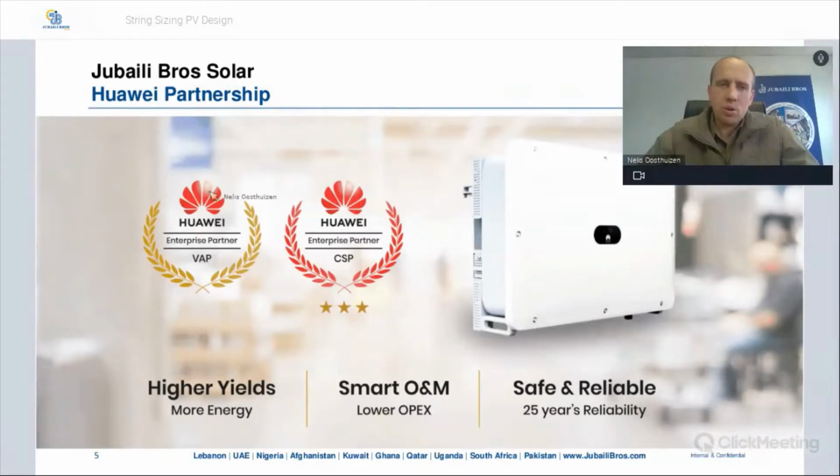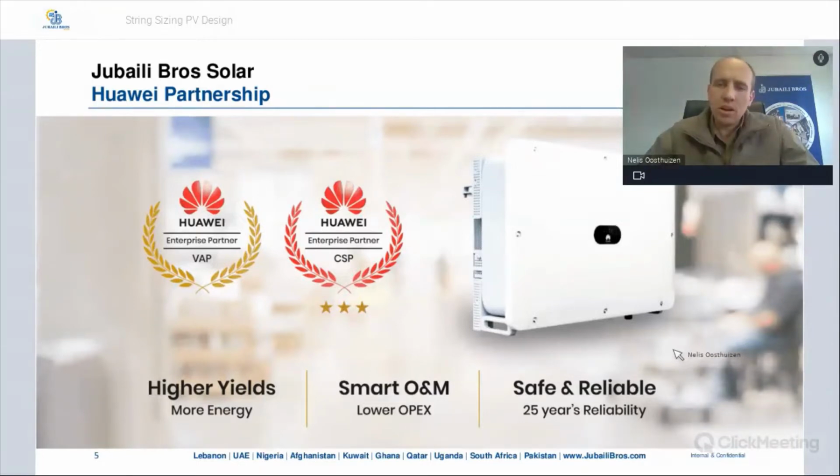Why did we choose Huawei? Well, Huawei inverters typically produce higher yields. The smart operation and maintenance aspect of the Huawei inverters lowers your operational expenditure. And Huawei inverters are very safe and reliable, with a 25-year reliability.